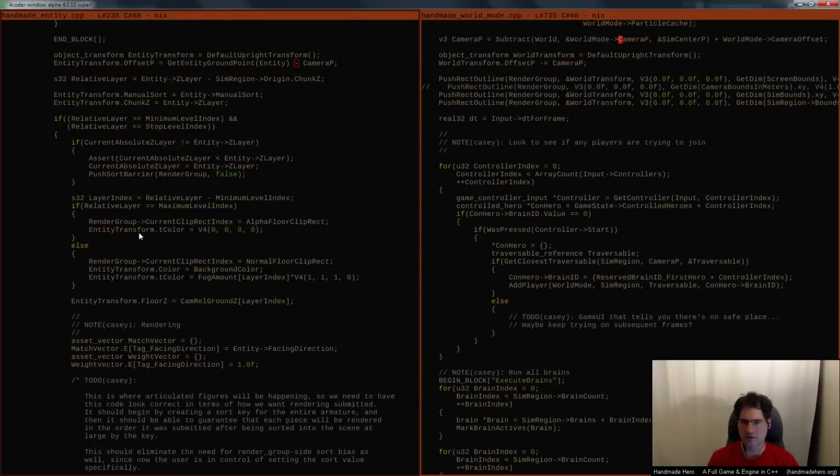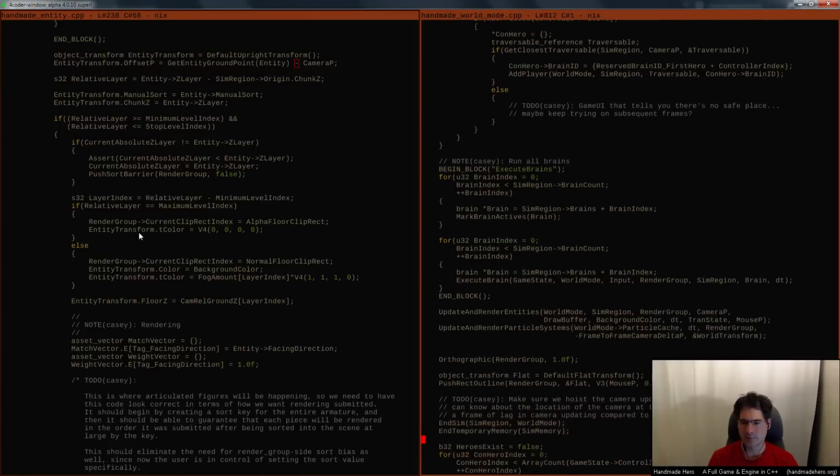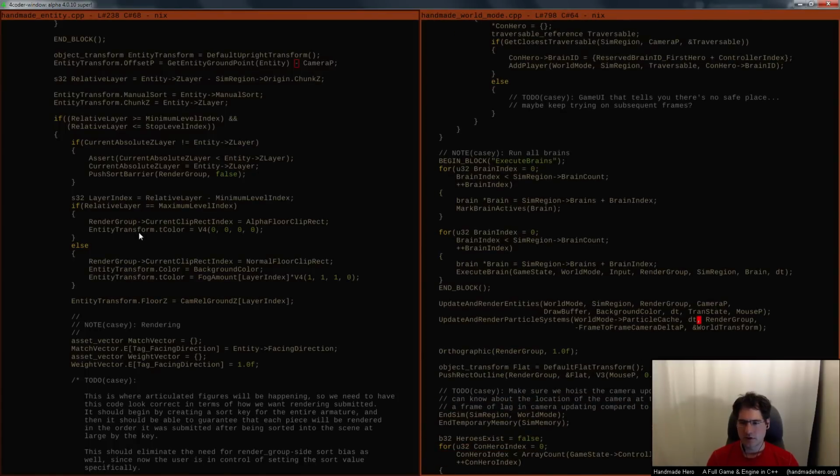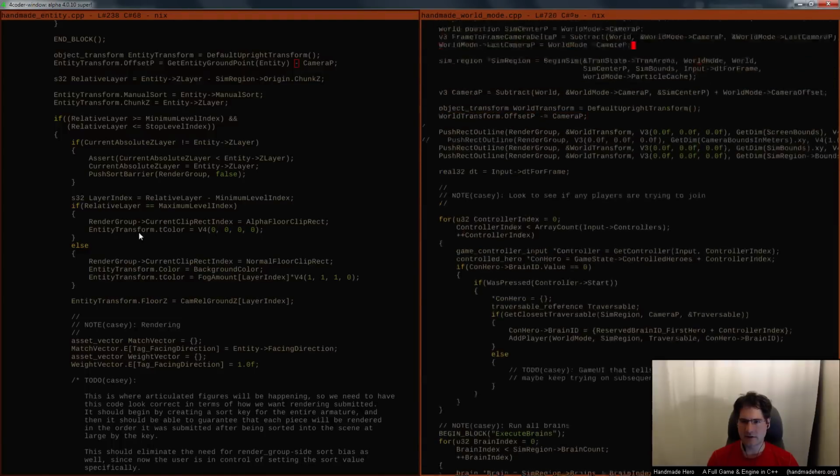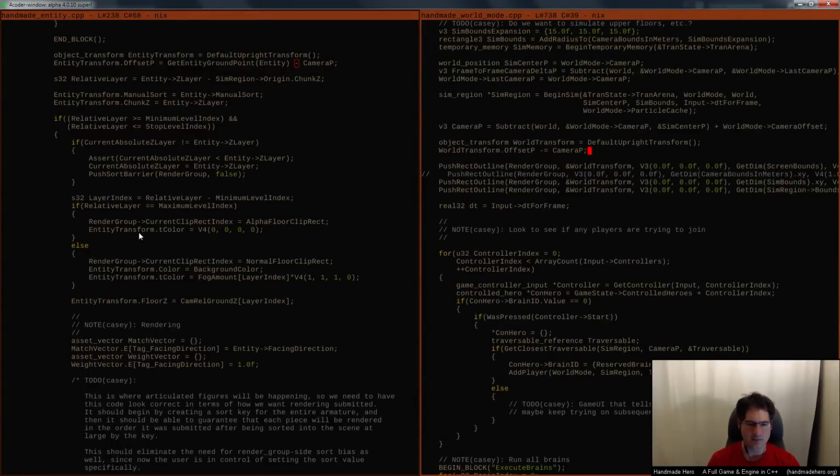Doesn't look like it. Does anything happen to world transform? No. So, I mean, it seems like it's the same exact operation. Right? I mean, that is exactly it.